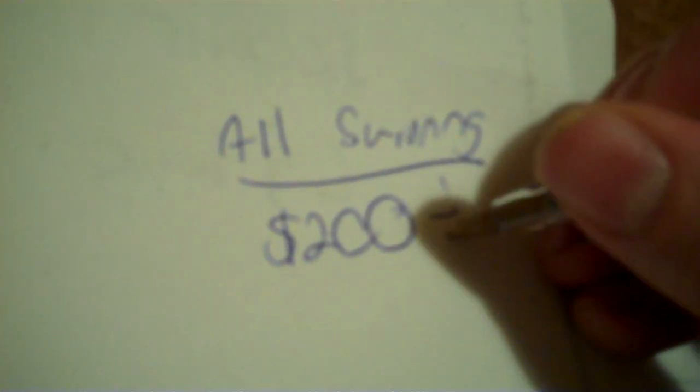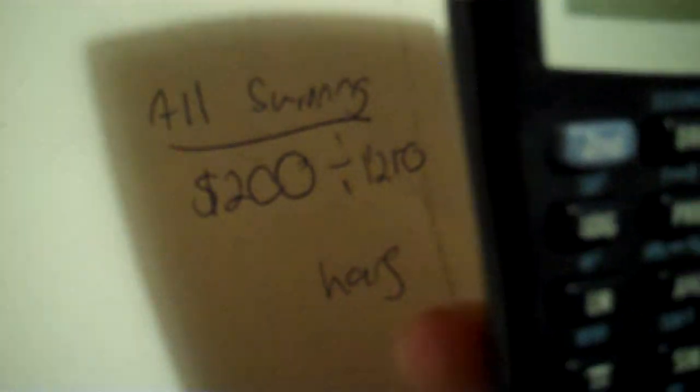Okay, now swimming. To find how many hours that would be, just take that divided by your hourly rate, which is 12.50. 16. Okay.